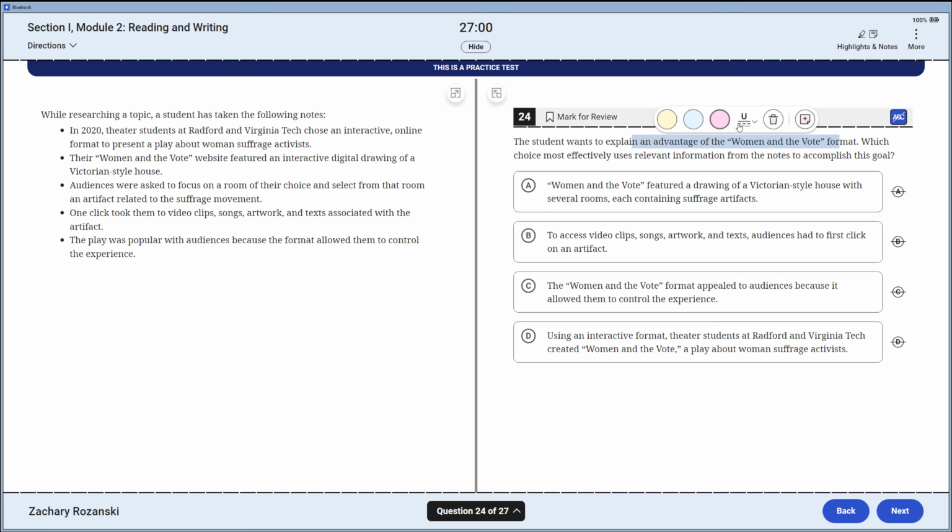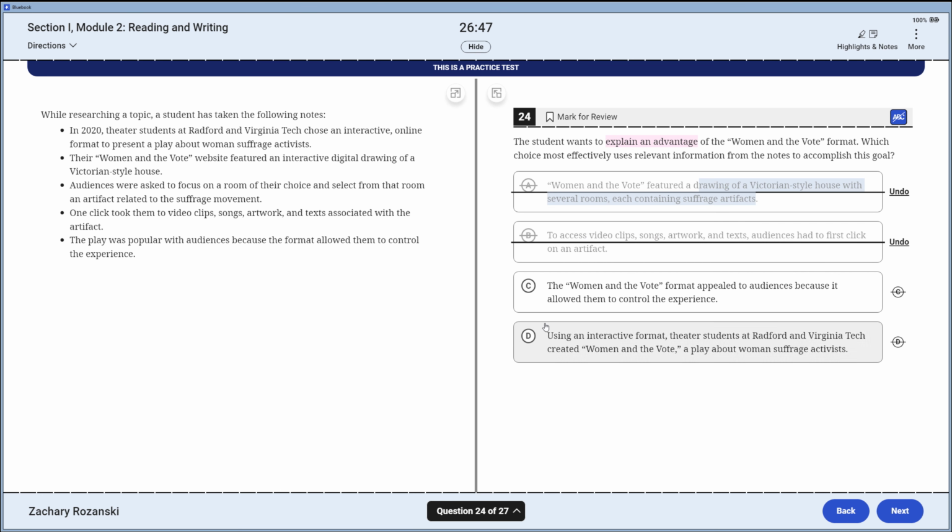I want to explain an advantage of this thing. What is the advantage? I want to be able to say what I found together that I like. "Featured a drawing room" speaks to details, but it doesn't tell me exactly what the advantage is, so I don't like it. "To access video clips, songs, networks, audio" just speaks of a process. Oh, I like this. What's the advantage? It appealed to audiences, and if you ask how, it allowed them to control the experience. That's beautiful. "Using an interactive format, theater students at Radford play." Using the interactive format alludes to the advantage.